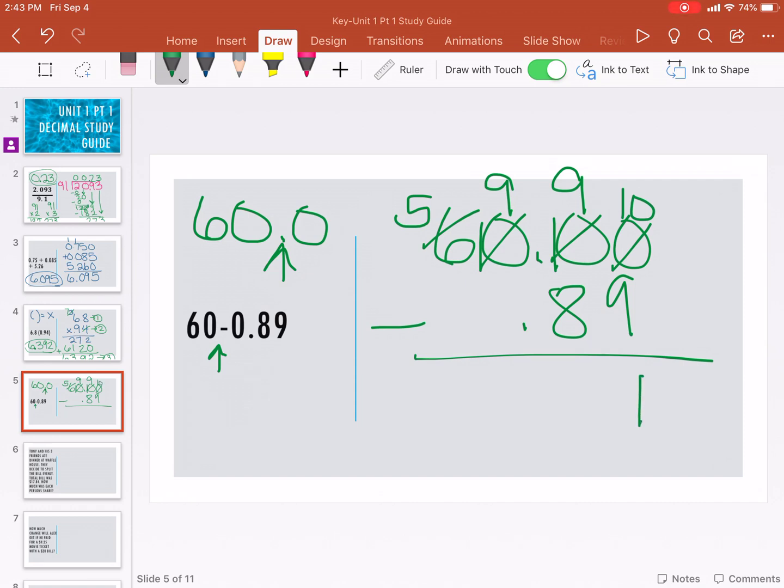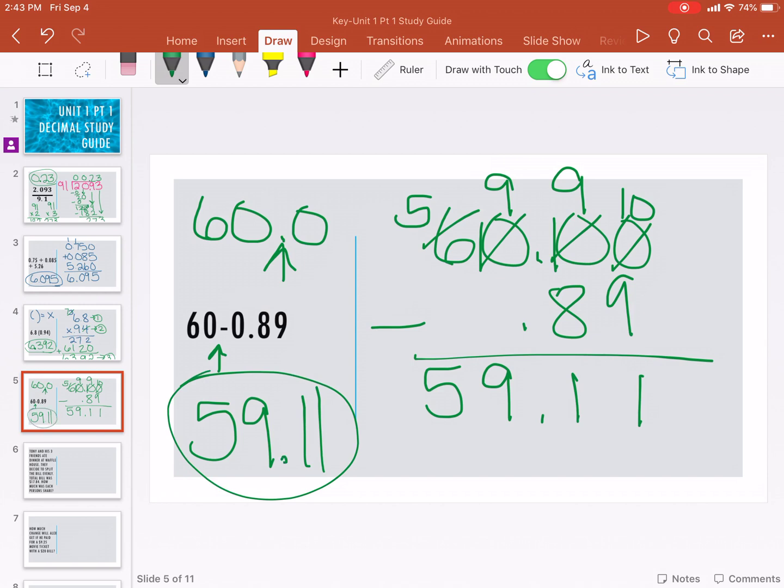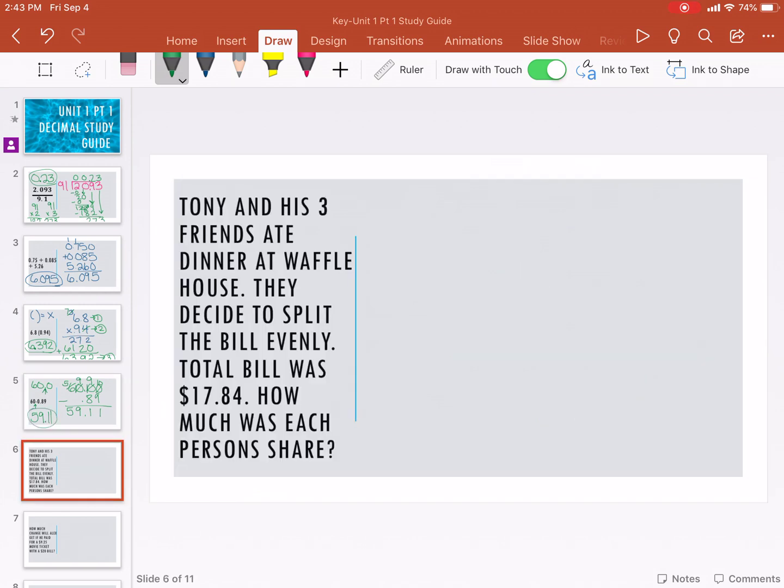10 minus 9 is 1. 9 minus 8 is 1. Bring down the 9 and the 5 and the decimal. So our answer is 59 and 11 hundredths. Okay, this next one, let's do some word problems.